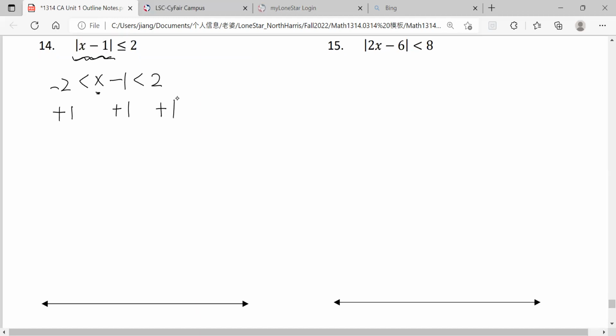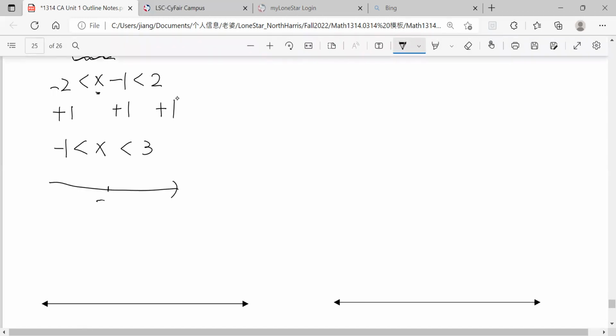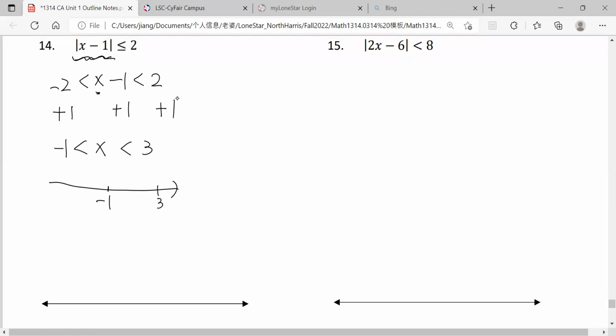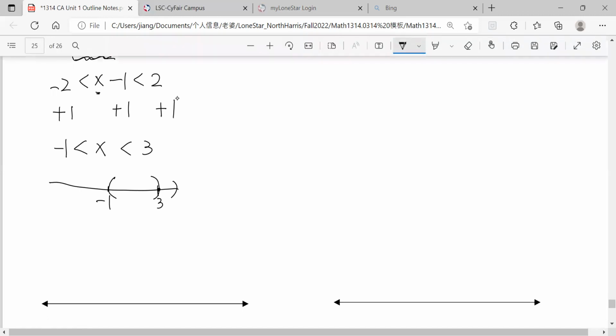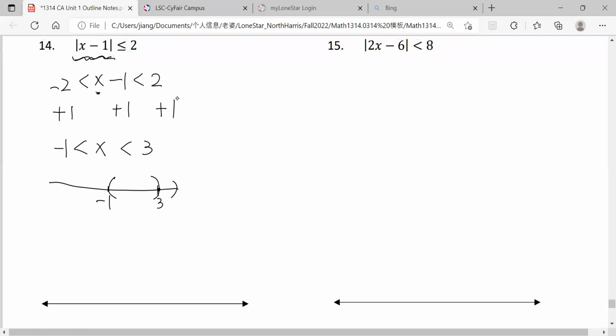We got -1 less than x and less than 3. So when you are drawing the number line, x is between -1 and 3. We use parentheses because 3 and -1 are not included, and then highlight the interval between them. We use parentheses, -1 and 3, to express the interval notation.